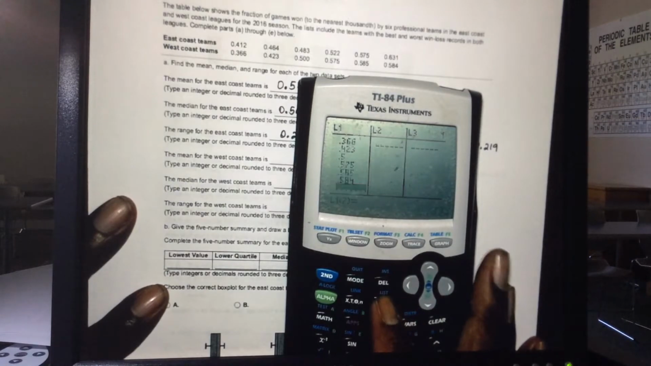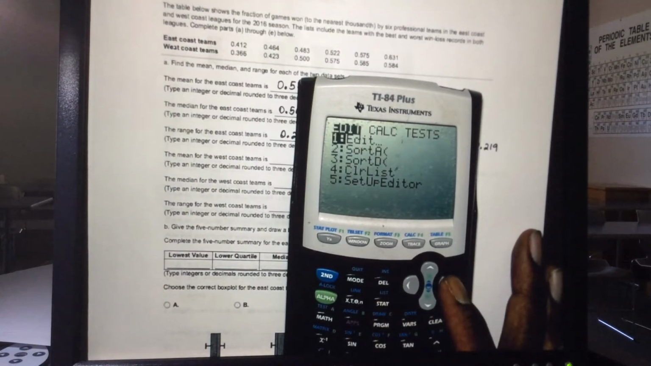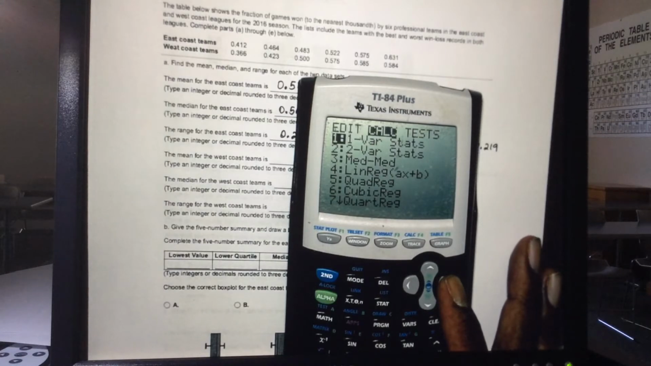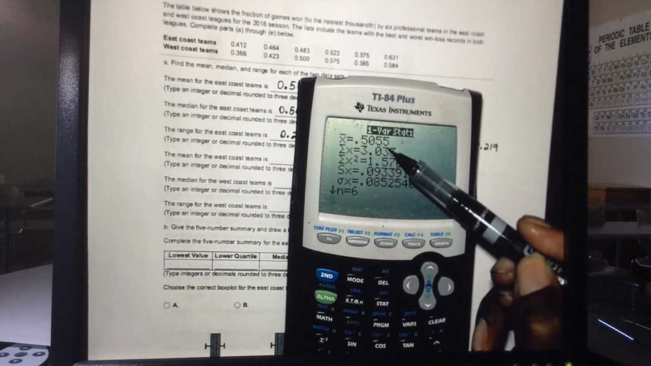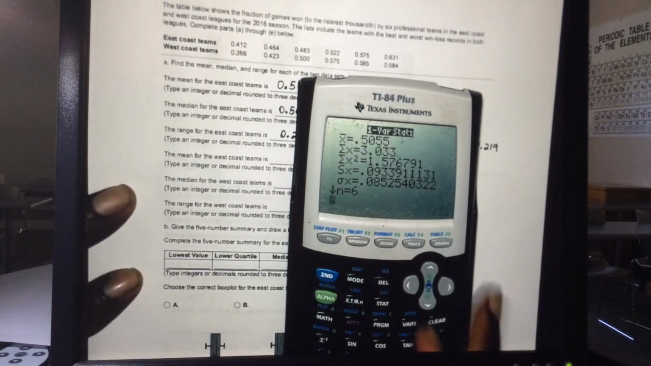And then we're going to press the Stat key. Use your right arrow key to go to the Calculate menu, and then press enter. Okay. I actually selected number 1. You can press number 1 for the one variable stats, or press enter. Okay. L1 is what I want. Frequency list. Don't worry about that. Highlight Calculate, press enter. That X bar is your mean. To 3 decimal places, it will be 0.506.